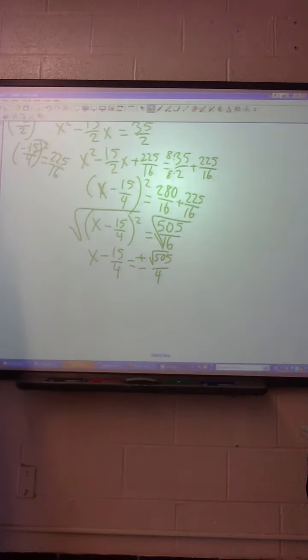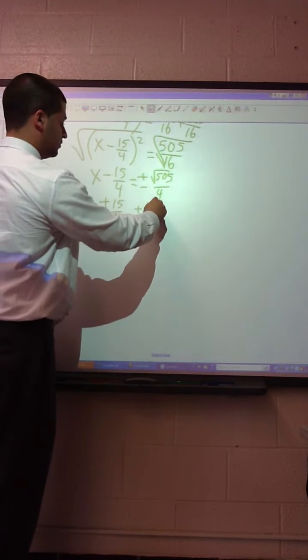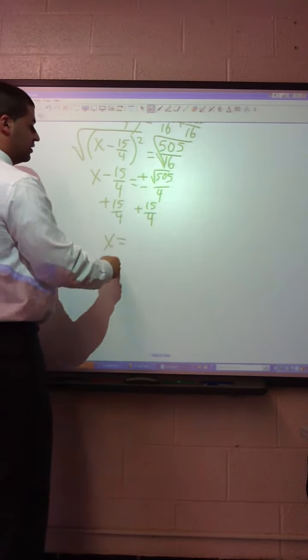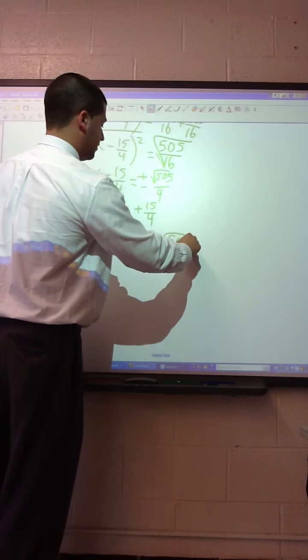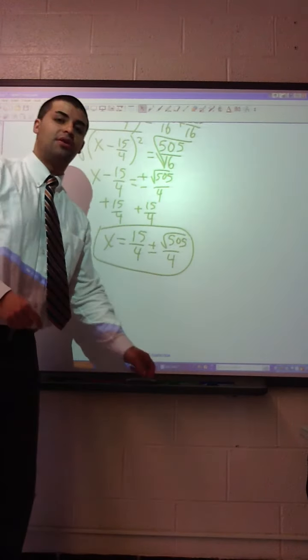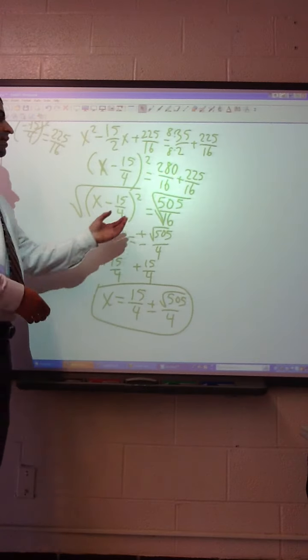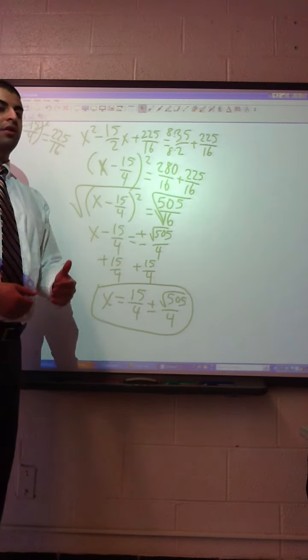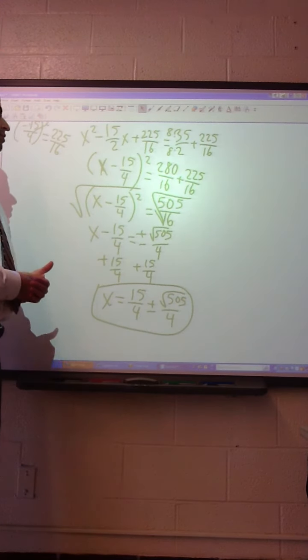And these denominators should end up being the same if you're doing it right. So we add the 15 over 4 over. X equals 15 over 4 plus or minus radical 505 over 4. And that's it. And that is about as hard as these get because of the fraction and just understanding that b over 2, how to divide the fraction correctly, how to make your common denominator, how to add the fractions, and simplify a large radical. So that's a review for completing the square.